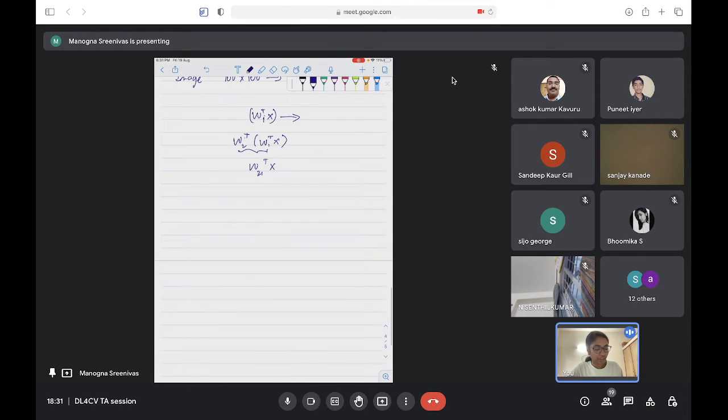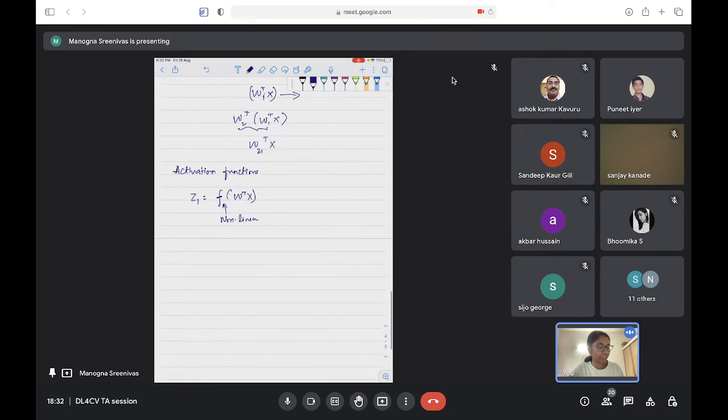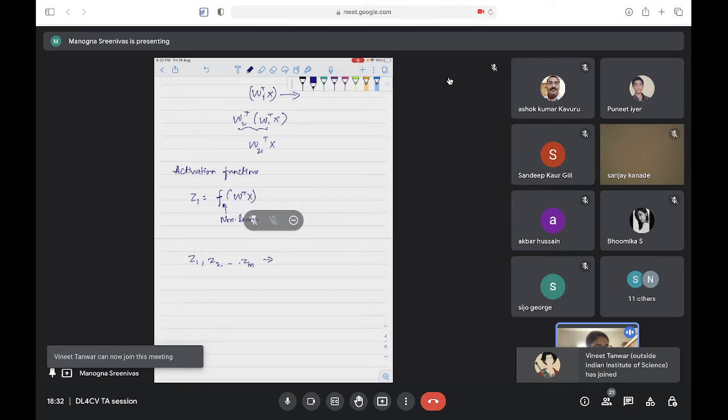So that is where these activation functions are used. That is, I will introduce non-linearities in between. So after, say, Z1, my first neuron in the hidden layer, I will use some function f of W transpose X. So this f is nonlinear. So when I give Z1, Z2, up to Zm to my second layer, that is a much richer function, right? Because I am introducing so many non-linearities.